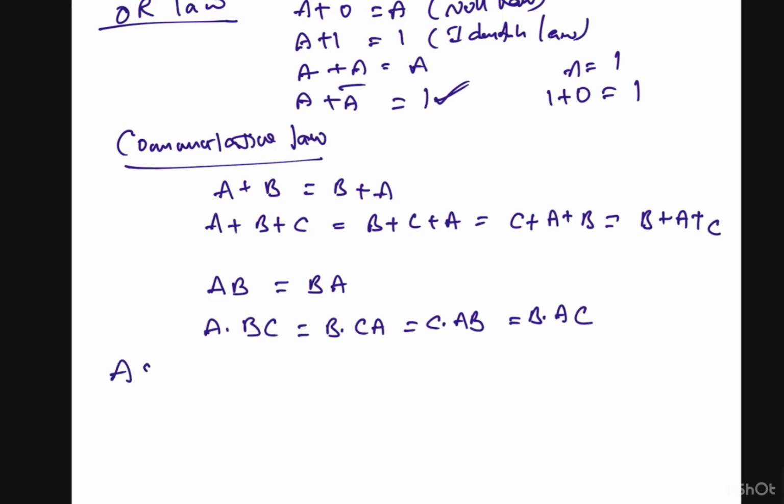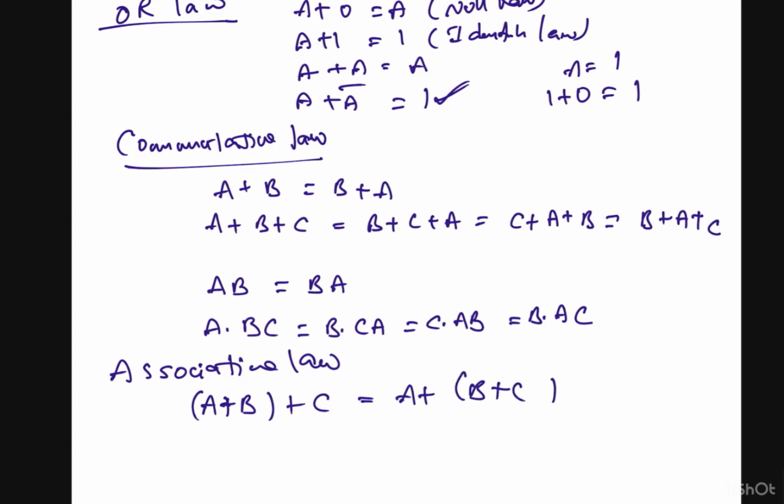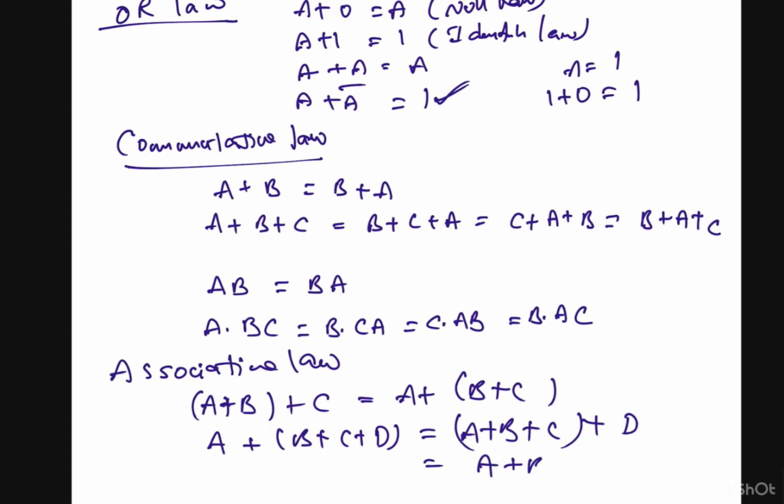And one more law is the associative law. So that associative law, using the plus operation, we can write as a + (b + c) = (a + b) + c. And if you take four literals, a + b + c + d = (a + b) + (c + d). Otherwise, we can write it as a + (b + c + d). So this is the associative law using the plus operation.